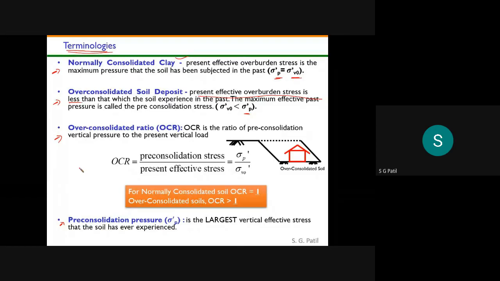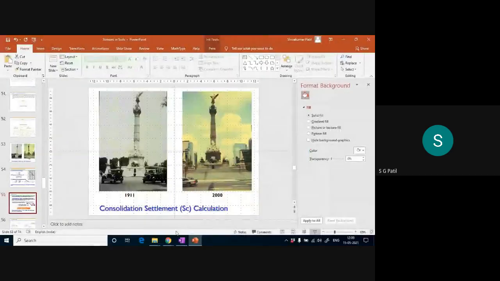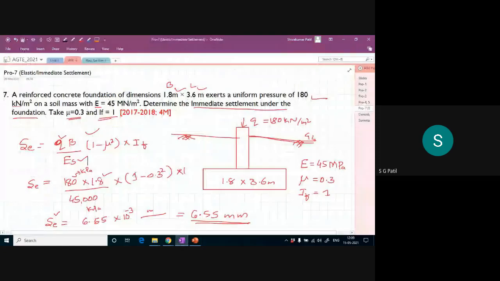So let us take one example here, and there I will discuss practically how you will call a soil over consolidated and when you will call it normally consolidated.